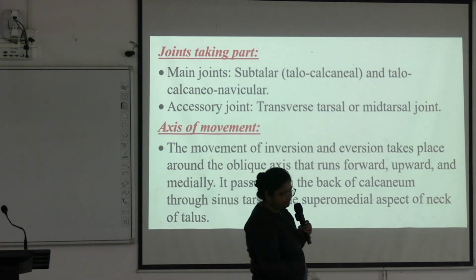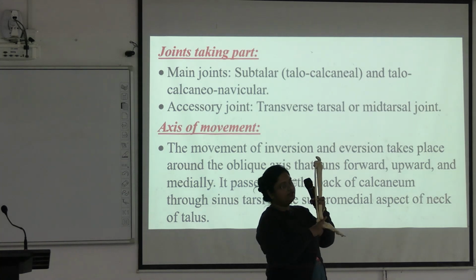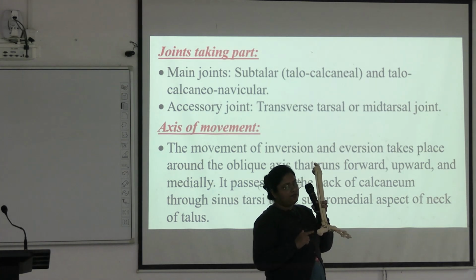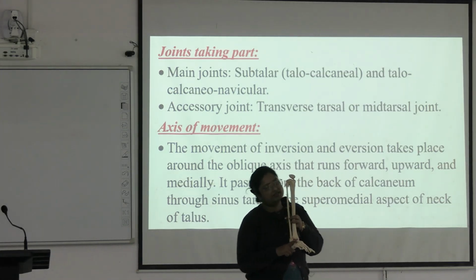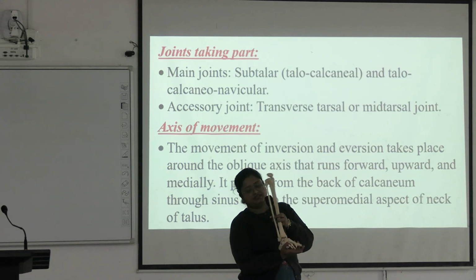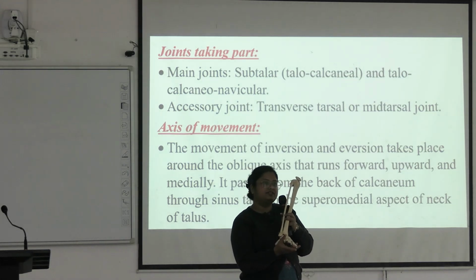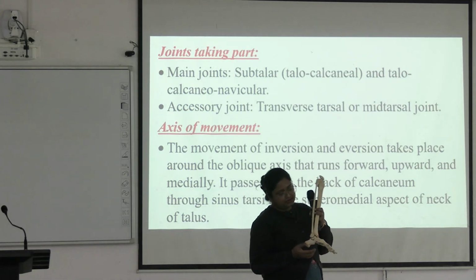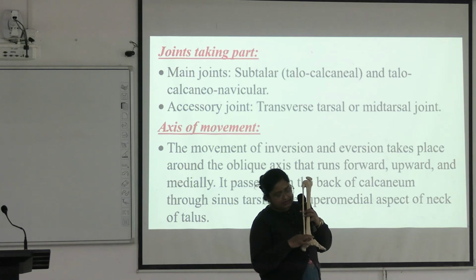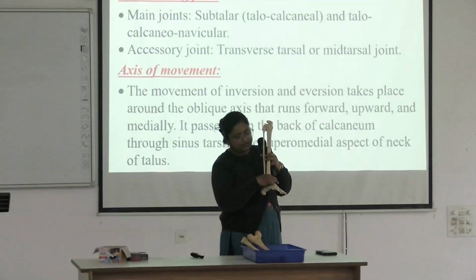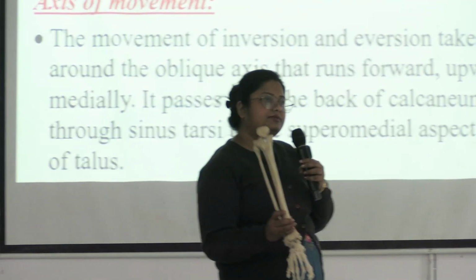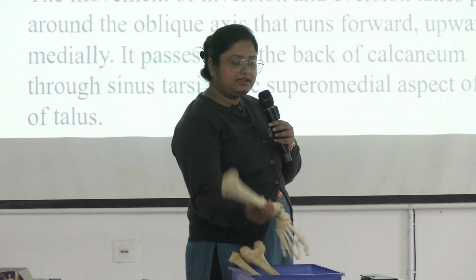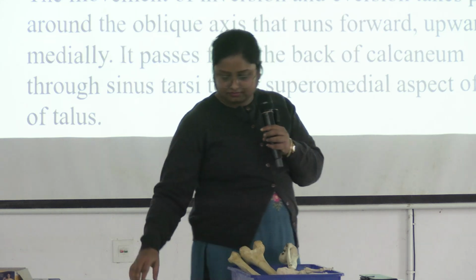You can see here, the axis is like this, from calcaneum to talus, okay, forward, upward and medially. Around this axis, inversion and eversion is occurring. This will be the inversion, this will be the eversion, okay. So, this is the subtalar joint, here is the talocalcaneonavicular joint and here is the mid-tarsal joint. Okay, all these joints are involved, mainly subtalar and talocalcaneonavicular.